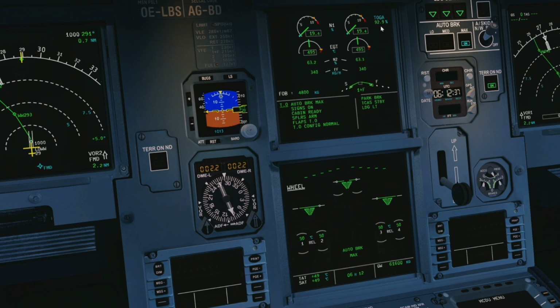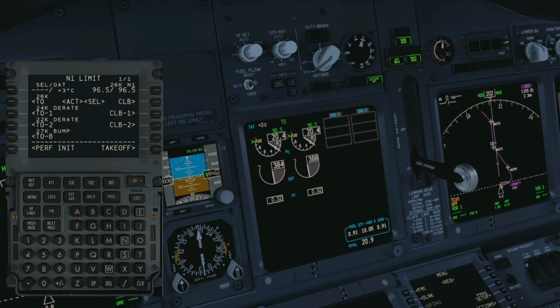And that is because the maximum allowable EGT has been reached once we set the TOGA power at these outside temperatures. And so the FADEC or the EEC control, the engine electronic control, will start to reduce the fuel flow in order to stay within these EGT limits.